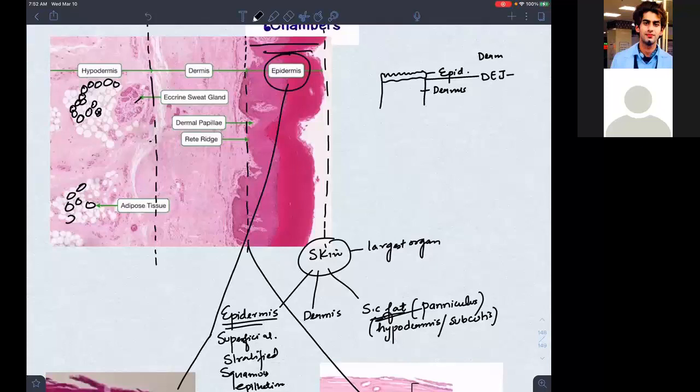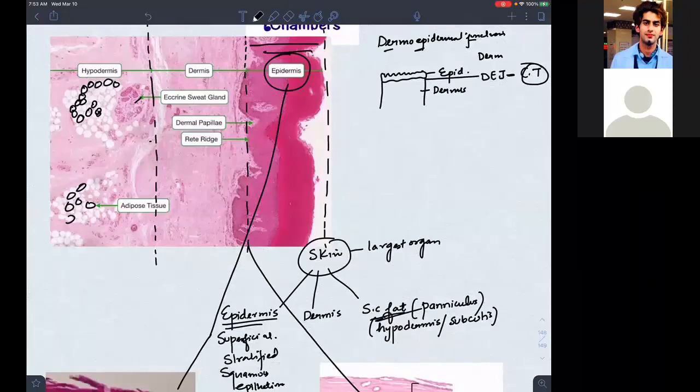What is it made up of? The dermoepidermal junction, let me write the name first, dermoepidermal junction, DEJ, is made up of CT. What is CT? Connective tissue. It is made up of connective tissue. Okay, understood? So this is all the connective tissue membrane.